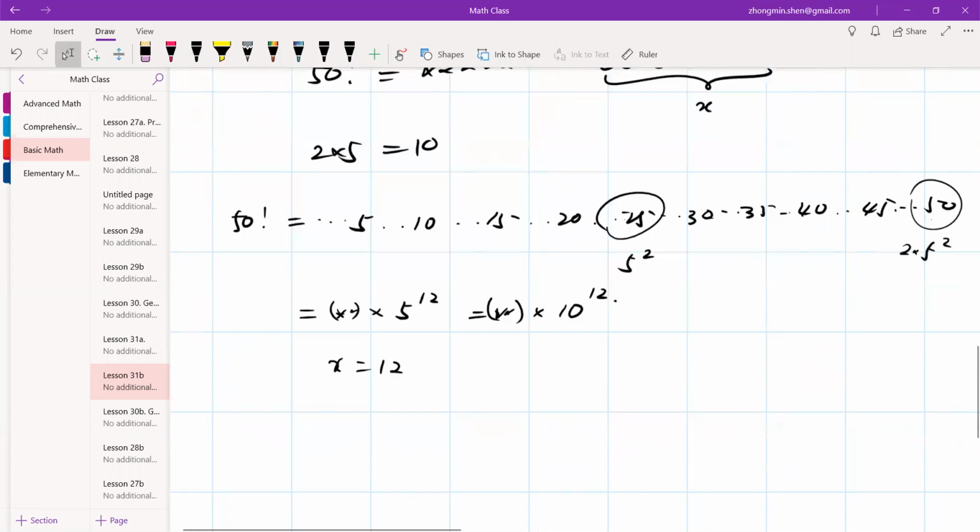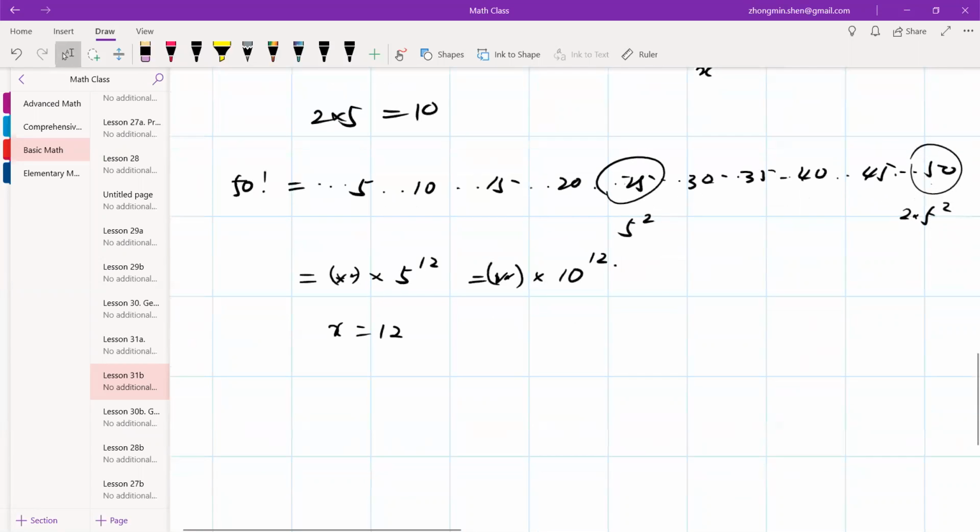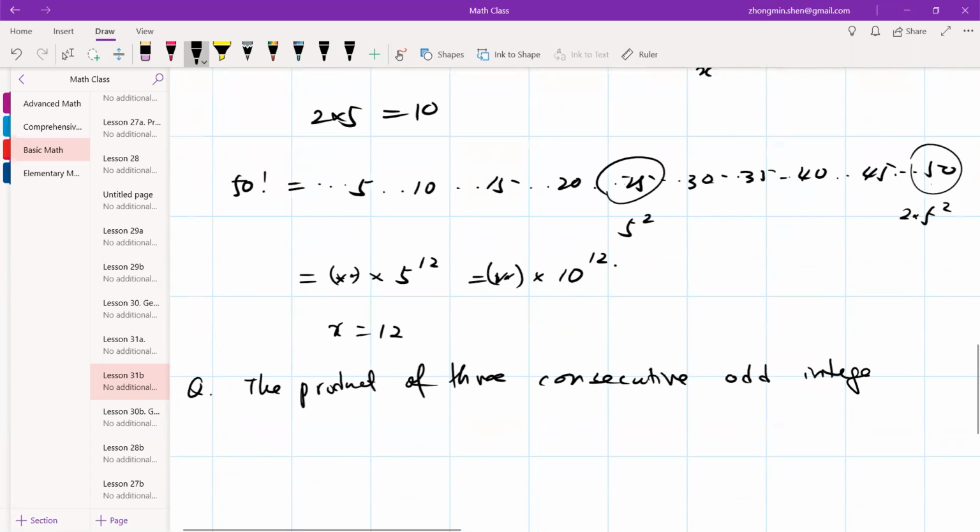All right, I have a nice problem here. So the next problem I want to discuss is: the product of three consecutive odd integers is 315. What is the list of these three integers?